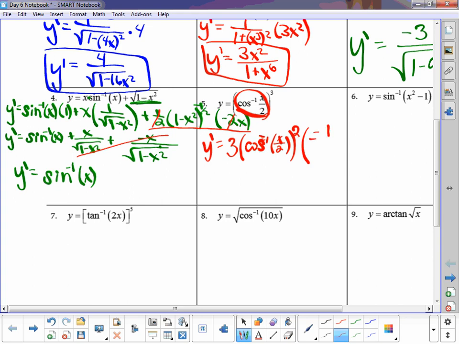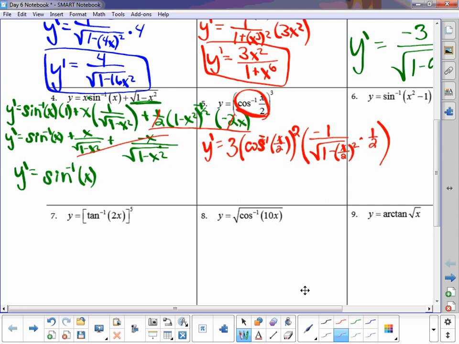-1 over the square root of 1 minus x squared. Good. 1 minus, and notice my argument is more than just x. So that entire thing. But since that was more than x, now what do I have to multiply by? The derivative of that. What's the derivative of x over 2? Just a good old-fashioned 1/2.